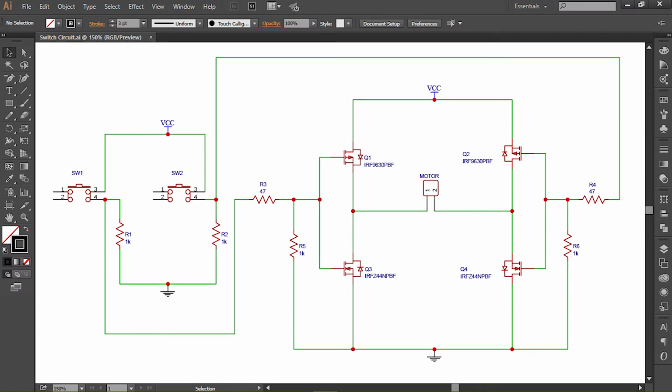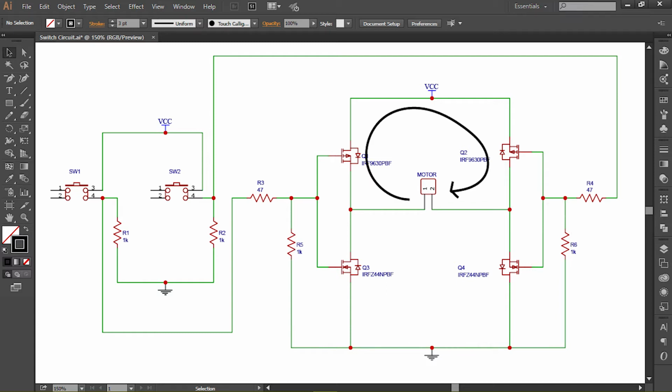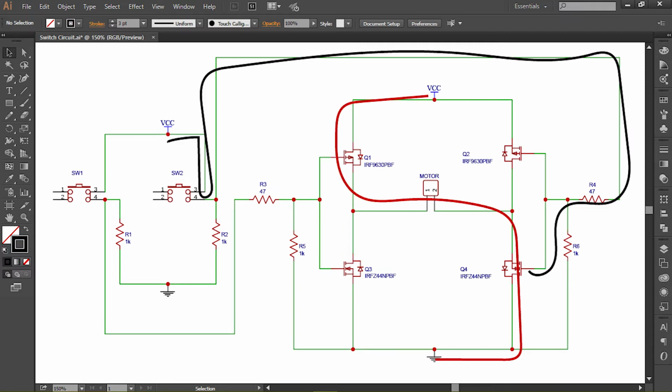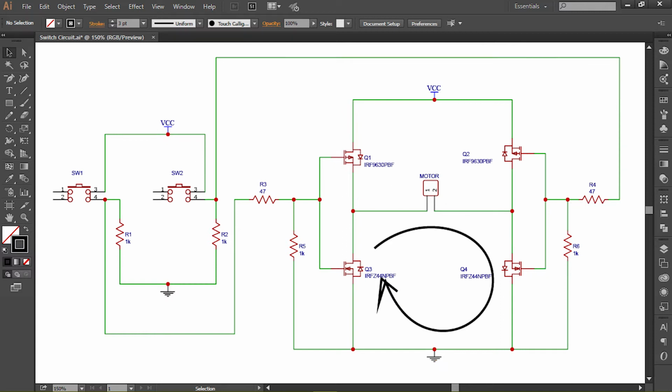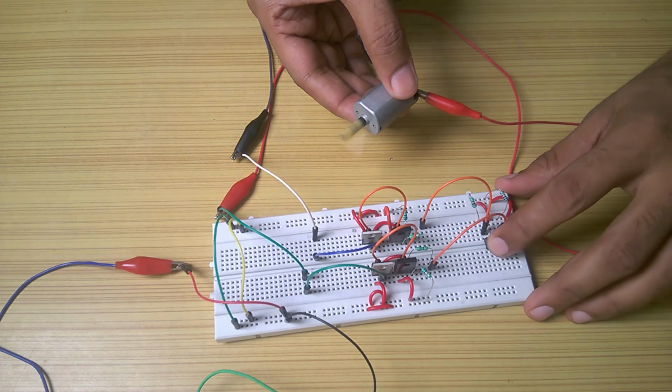Let's discuss its working. Initially, all the MOSFET gates are held low, which means P-channel MOSFETs will be on and N-channel will be off. This mode is called braking mode, which I will talk about more in a bit. If any of the buttons is pressed, the corresponding N-channel will turn on and the motor will start rotating. Pressing the other push button will make the motor rotate in the opposite direction than the previous one. If both push buttons are pressed, the circuit again enters the braking mode. After building the circuit on a breadboard, we can see it is working as expected.